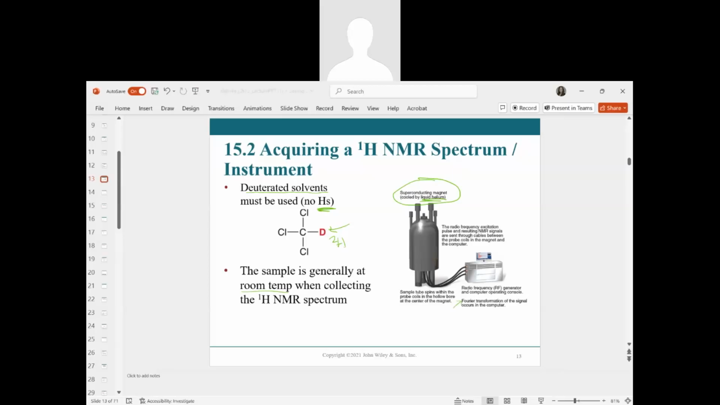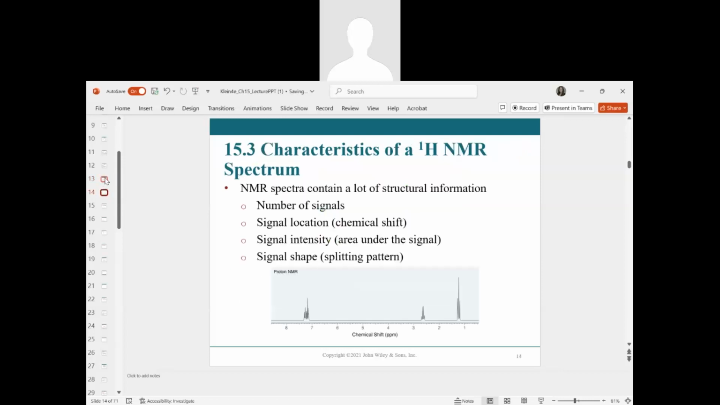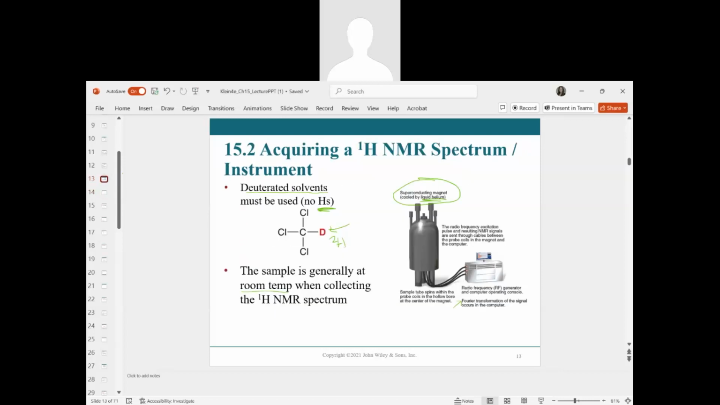And again, you don't need to know much about the actual data transformation here, this Fourier transformation and the mathematical analyses that are done. So we will utilize this knowledge here that we covered in section 15.2 when we talk about the generation of the spectra in our next section, 15.3.